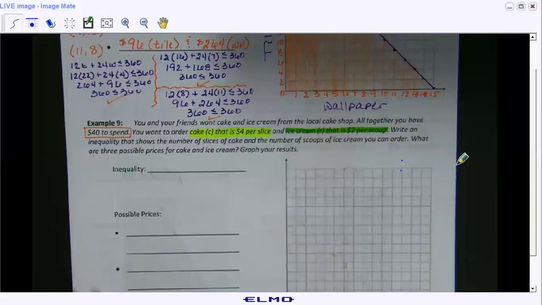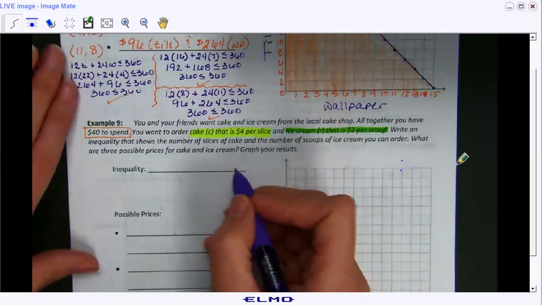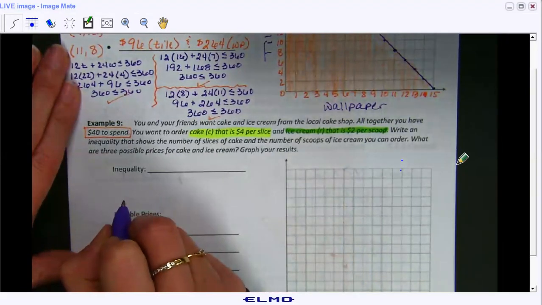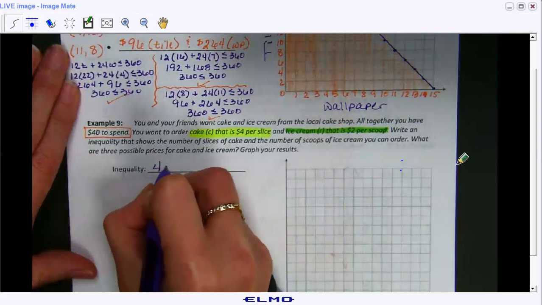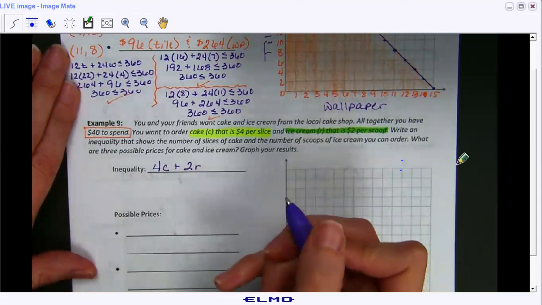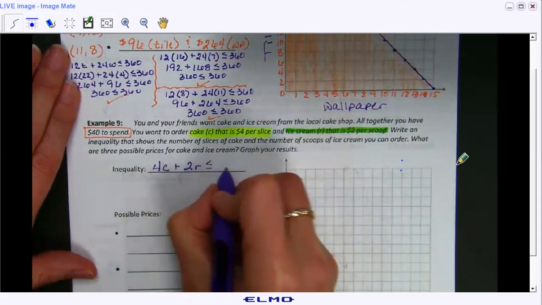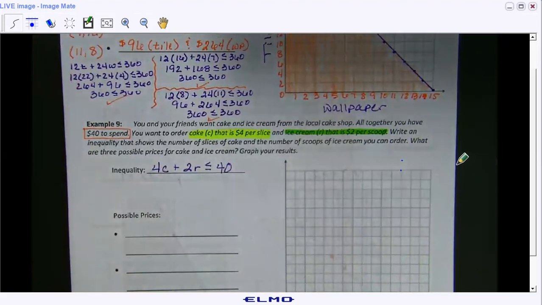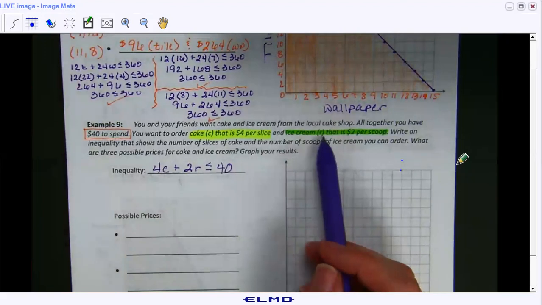Okay, somebody tell me what they wrote. AJ? Okay, yeah, so you said you had 4C plus 2R. And what did you say? 40. Good. Oh, I put 2I. 2I. Yeah, for ice cream. I gave you the variables to use right here.